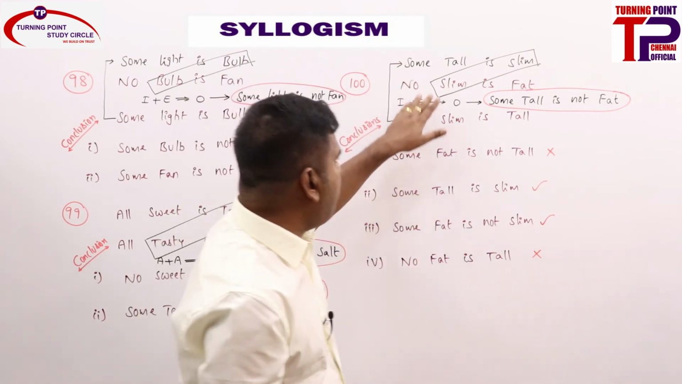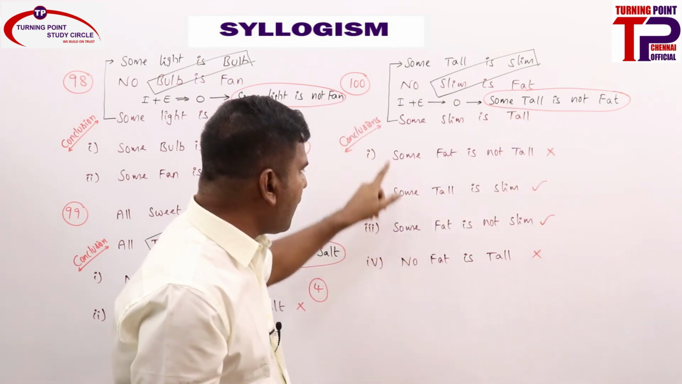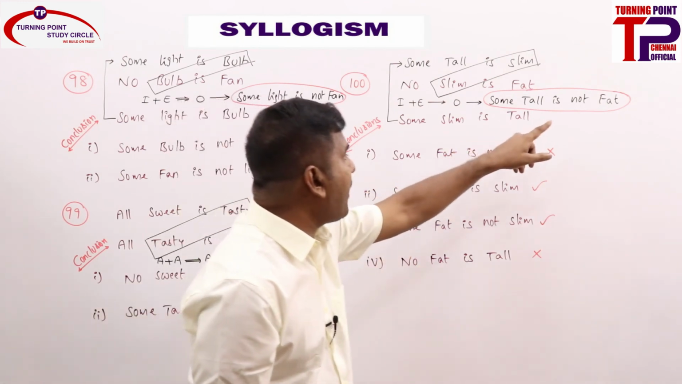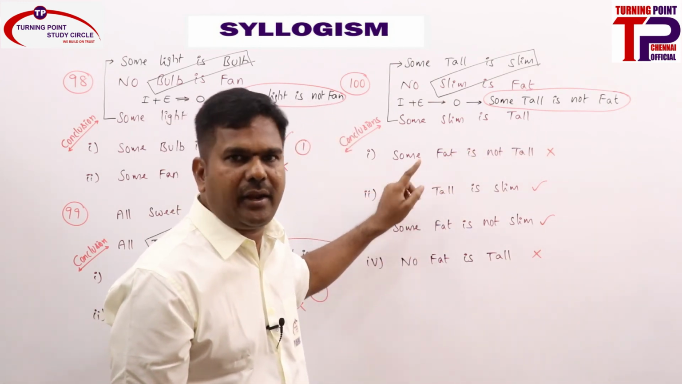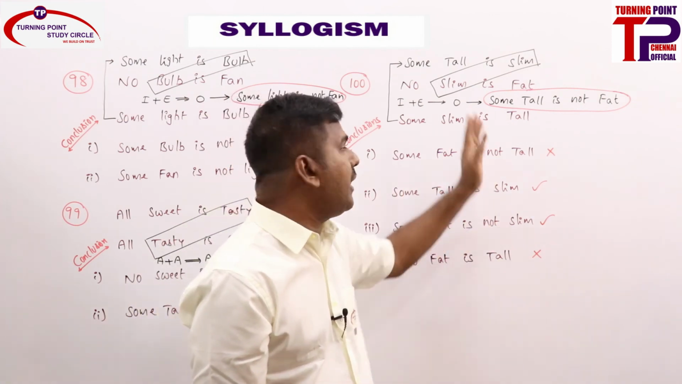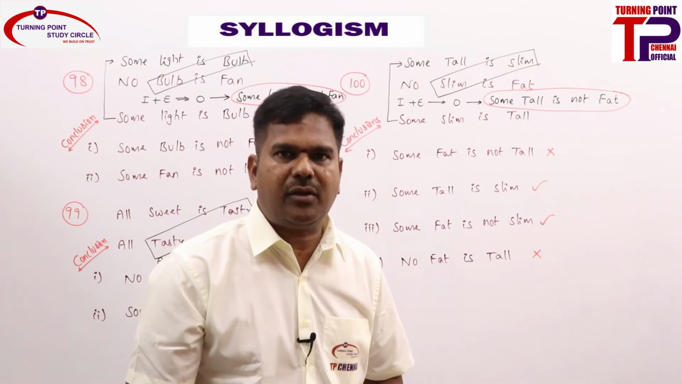Now see that based on the 6 rules, what is the answer we got? Some tall is not fat. Some tall is not fat is not being given. But some fat is not tall is there. Some fat is not tall, but O cannot be converted. Right? Remember, O cannot be converted. So based on the 6 rules, we don't have any conclusion. We need to go ahead with the immediate inferences.